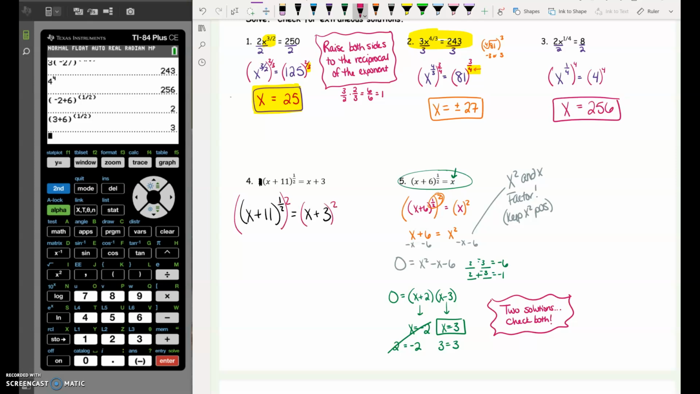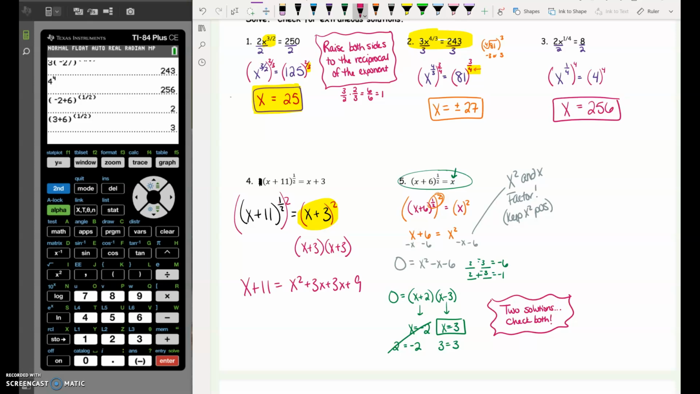Just like yesterday, remember that if you take something like x plus 3 and square it, that means x plus 3 times x plus 3. And make sure that you FOIL, double distribute, whatever it is that you call that, to get that expanded out. So this problem would be like x plus 11 equals, and then you'd have x squared plus 3x plus 3x plus 9, and then you'd keep going, getting 0 on one side, factoring and solving.